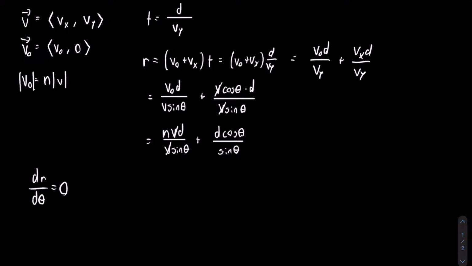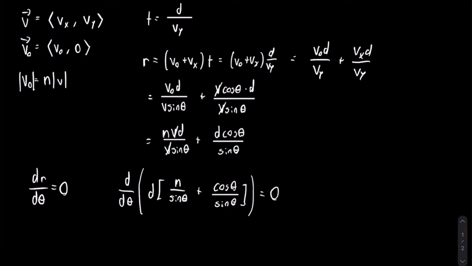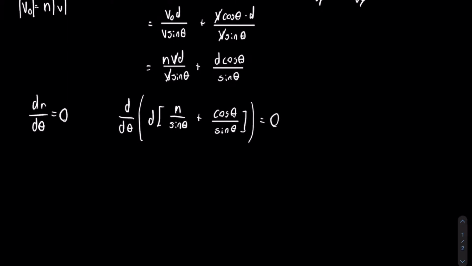Writing this out, we know what r is, so we could write d over d theta is equal to d times, I just factor out a d, times n over sine of theta plus cosine of theta over sine of theta. And all of this is going to be equal to 0. d is a constant, so I'm just going to factor that out when I take the derivative.